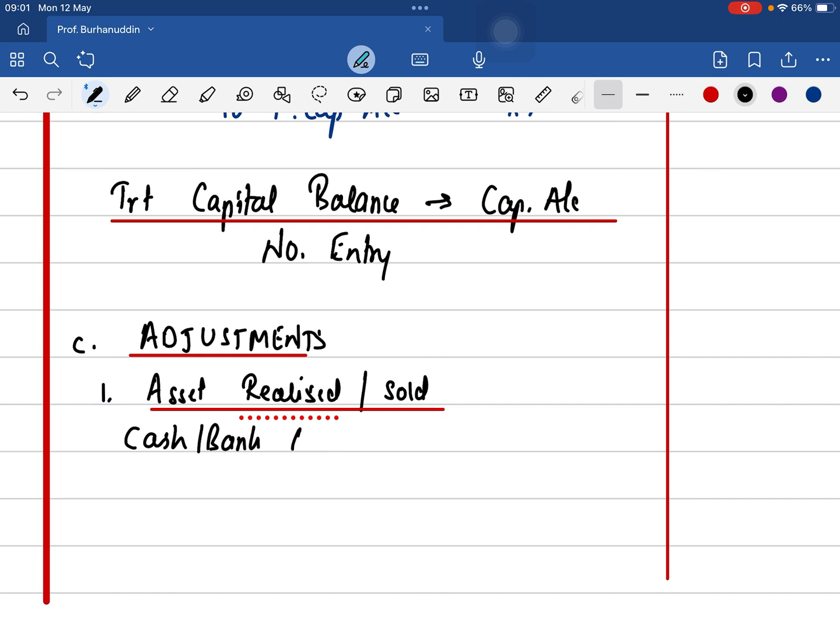Yes or no? Yes, sir. So cash in bank account will be debited, and my asset is going out, but I have transferred the asset to what account? Realization account. So it will be to realization account.